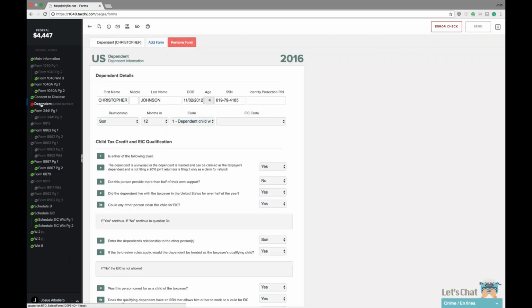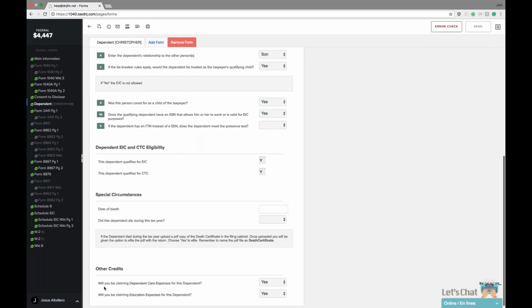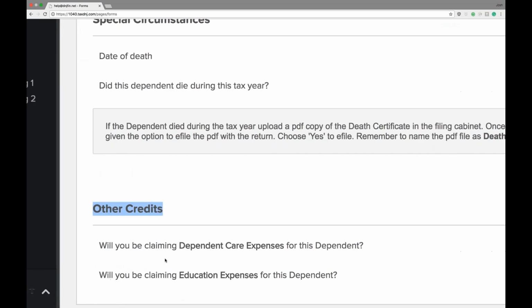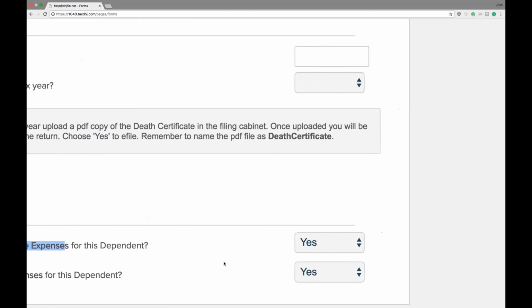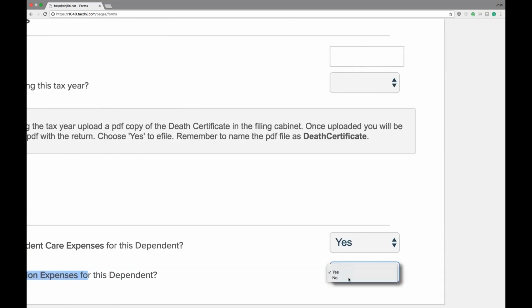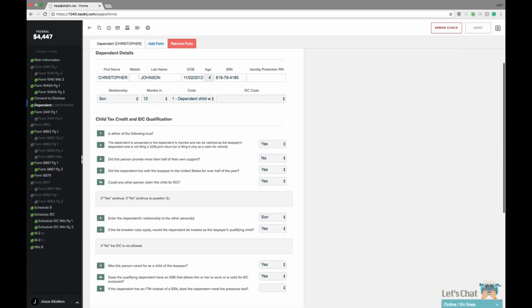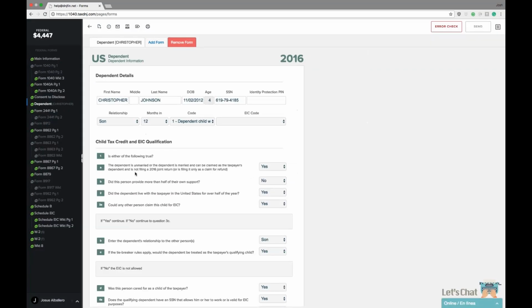Let's see. The customer has a dependent, Christopher Johnson, 4 years old, 12 months in the house, dependent. The other credits at the bottom. Let me focus on that right there. Other credits. Will you be claiming a dependent care expense for this dependent? I'm going to say yes. Will you be claiming education expenses for this dependent? I'm going to say no because the dependent is only 4 years old, so there's no education expense that I can claim. All right. So that is that.